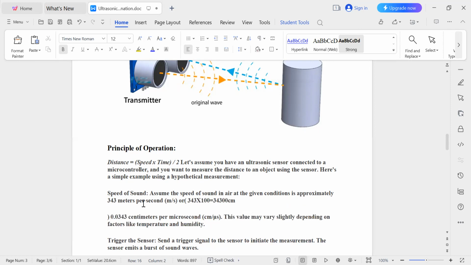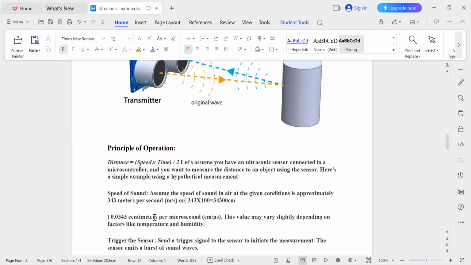So 343 meter per second is nothing but 34300 centimeter per second, and it is always taken in an ultrasonic sensor per microsecond, not per second, because the standard value of the sound velocity is 343 meter per second. But during calculation, we consider it per microsecond.